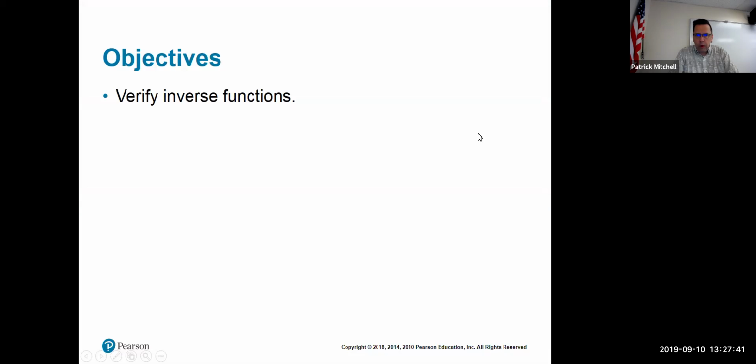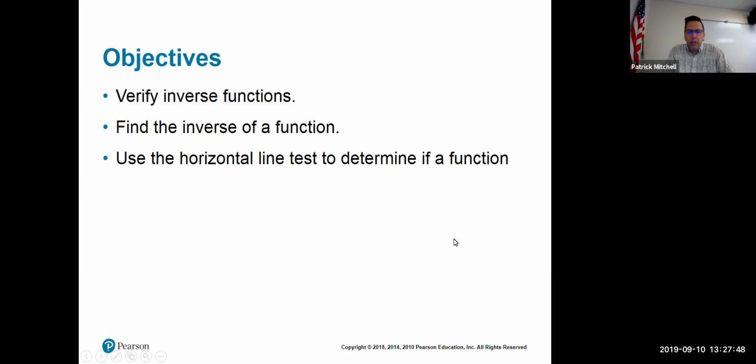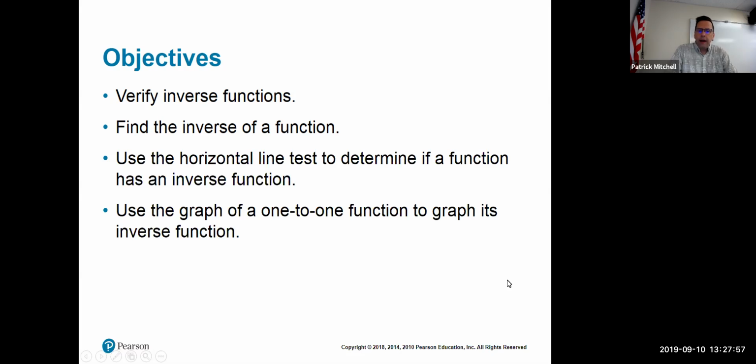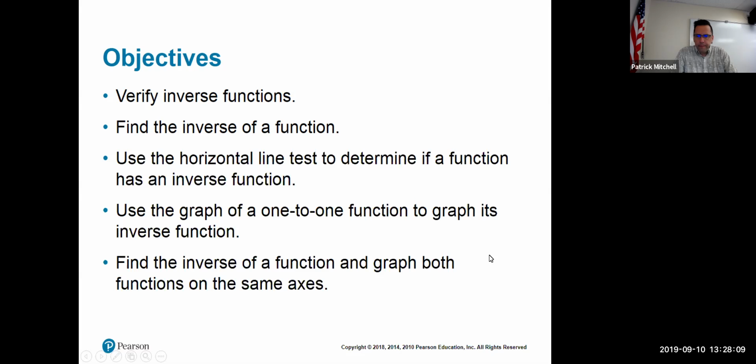In this section, we are going to verify inverse functions, find the inverse of a function, and use the horizontal line test to determine if a function has an inverse. Not all functions even have inverse functions. And then use the graph of a one-to-one function. A one-to-one function is the kind of function that has an inverse, to graph the inverse function. And this last point just kind of ties all that other stuff together.